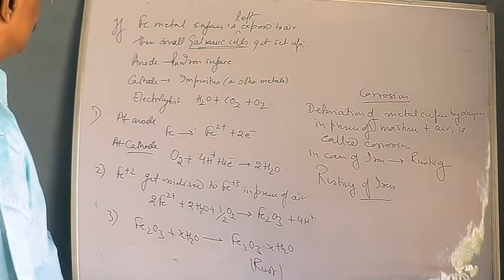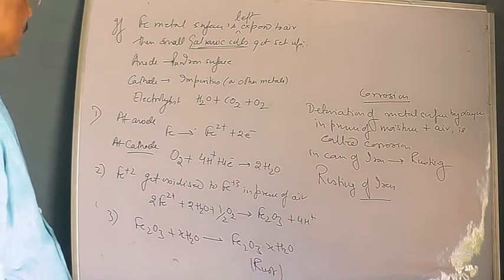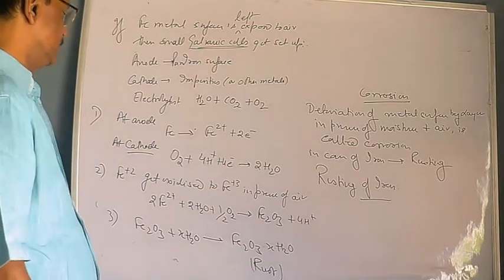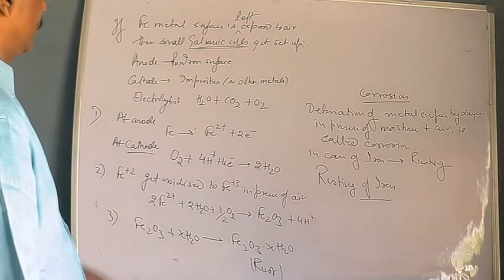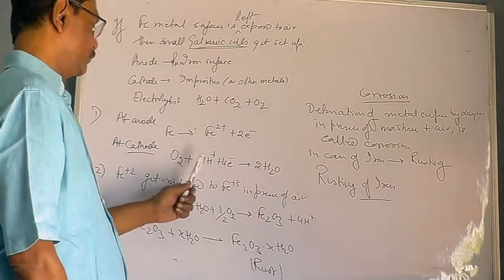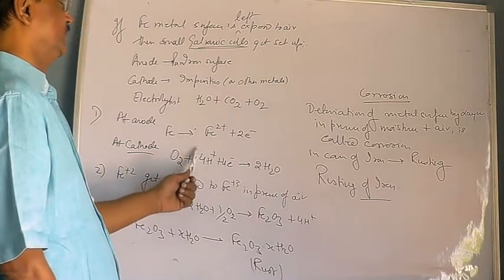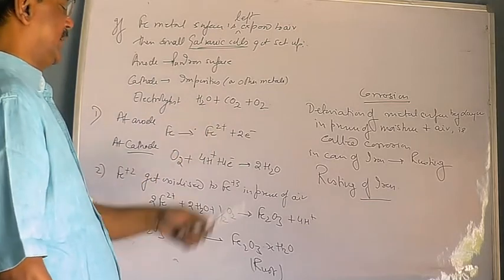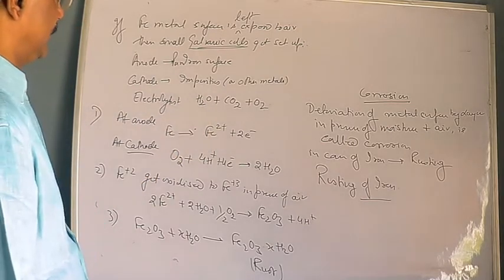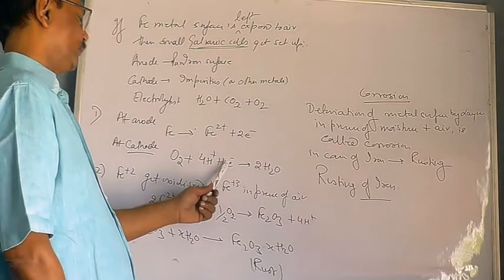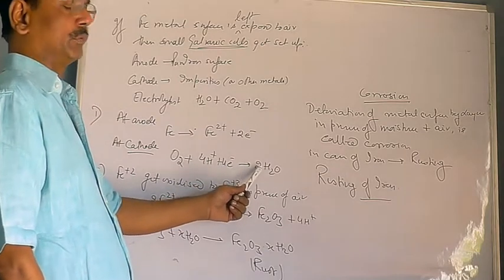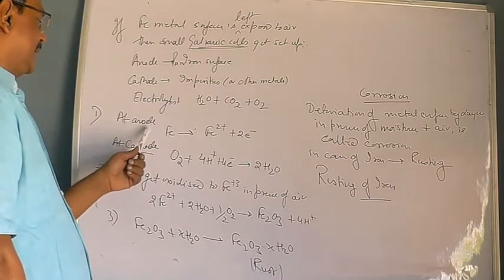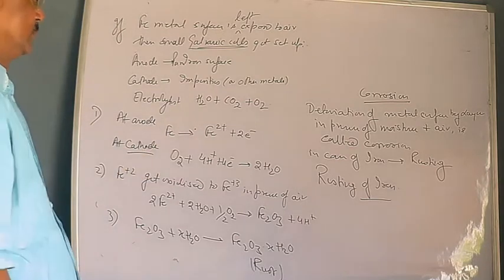So class, let us first see what is happening at anode. Pure iron surface gets oxidized to Fe2 plus, liberating 2 electrons, and at cathode oxygen gets reduced in presence of H plus ion, which we get by combination of H2O plus CO2 giving me carbonic acid. So H plus ion will be liberated there, and in presence of 4 electrons, it gets reduced to twice H2O. So in the first step, iron gets oxidized to Fe plus 2.